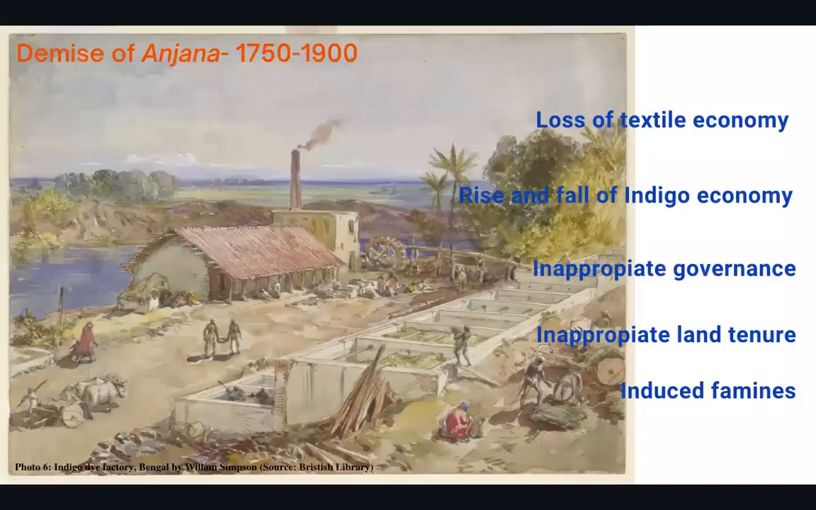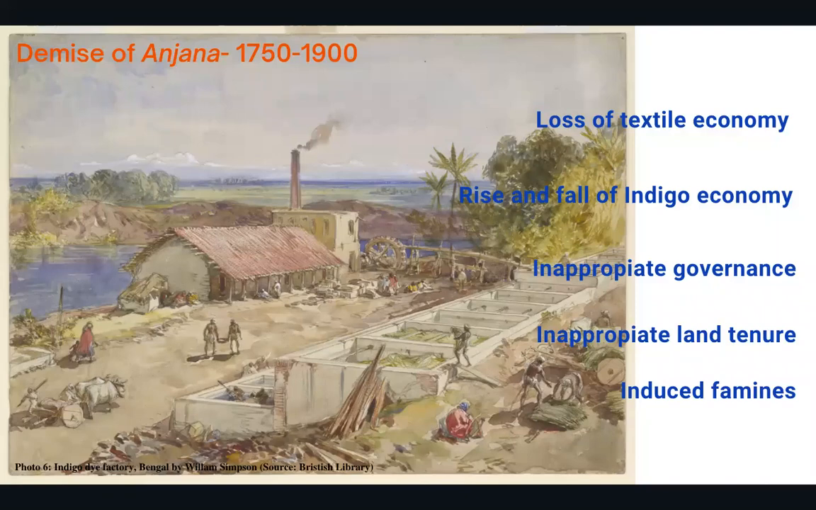1750. After 1750, what happened was, by that time the Britishers had quite a control on the Bengal lands. They were given the jagir, or the lease of Bengal, and several things happened. Number one, there was the loss of the textile industry, which was thriving in and around this Anjana River. There was the rise and fall of the indigo economy.